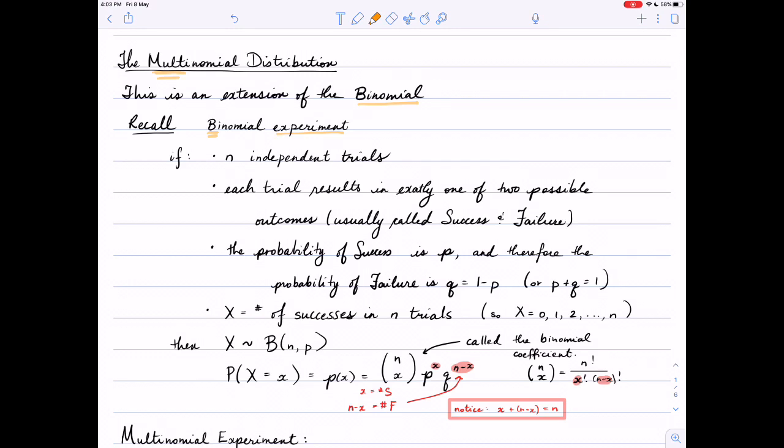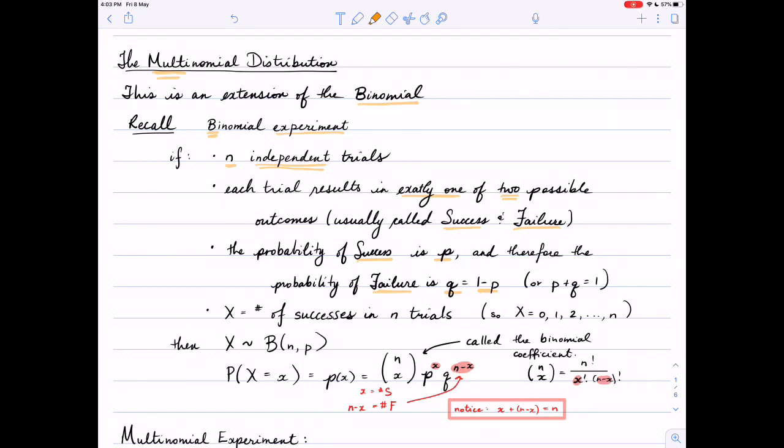So the binomial experiment, or the set of conditions that describe a binomial situation, are the following. There are n independent trials of whatever it is you're doing, flipping a coin or whatever. Each trial for a binomial results in exactly one of only two possible outcomes. And typically for the binomial, those are called success and failure. The probability of success is p. And therefore, since there's only two, the probability of failure is the complement, q, which is 1 minus p.